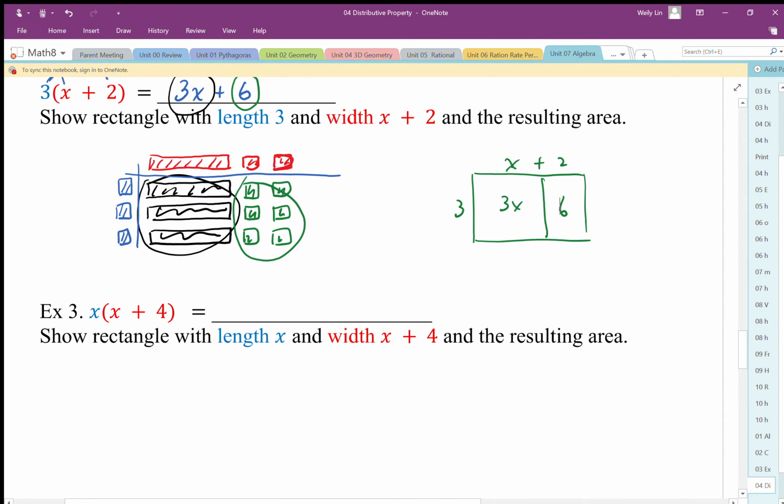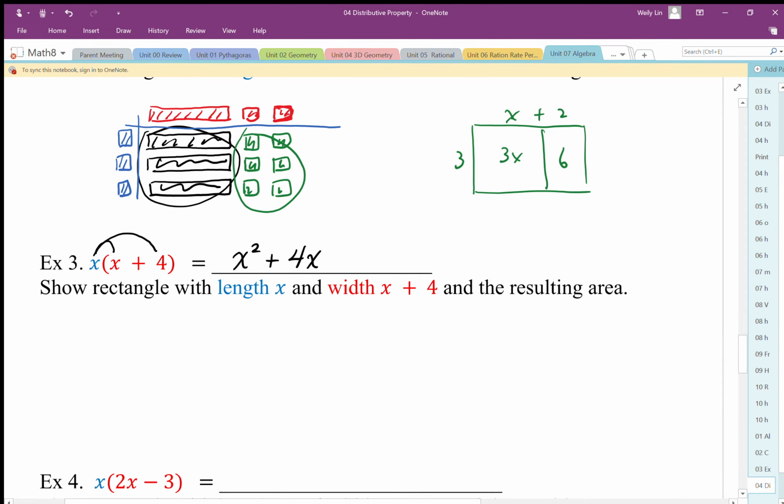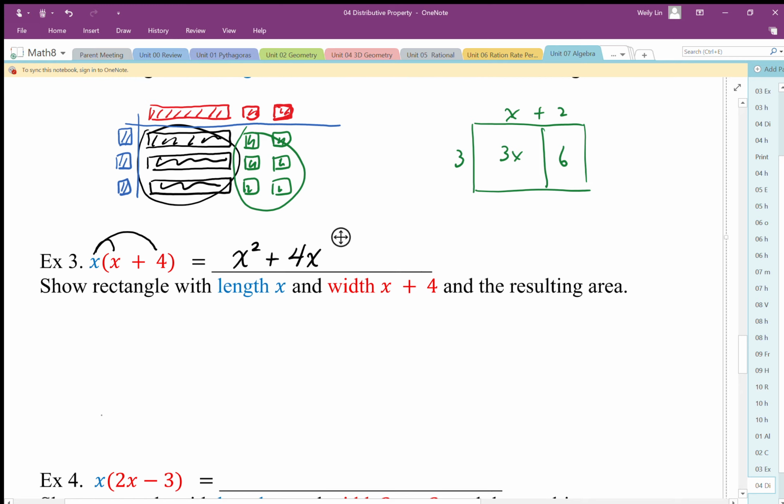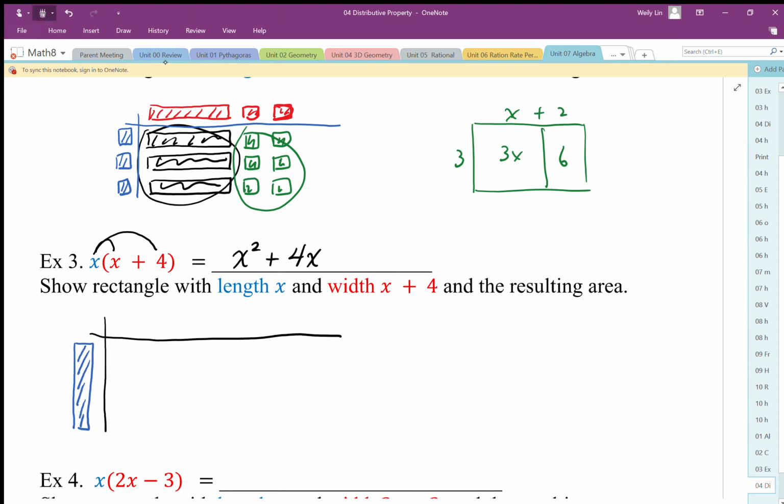What does this look like when I do x times x plus 4? Well, I can do this, distribute into the brackets. X times x is x squared, plus x times 4 is 4x. What does this look like in my algebra tile model? So on the outside, I'm going to show my length and width. So a length of x, okay, so there's my length of x, and I'm going to have a width of x plus 4.